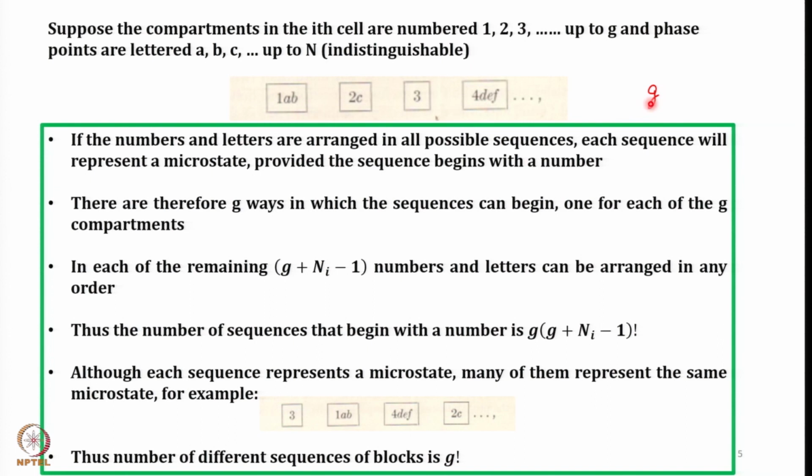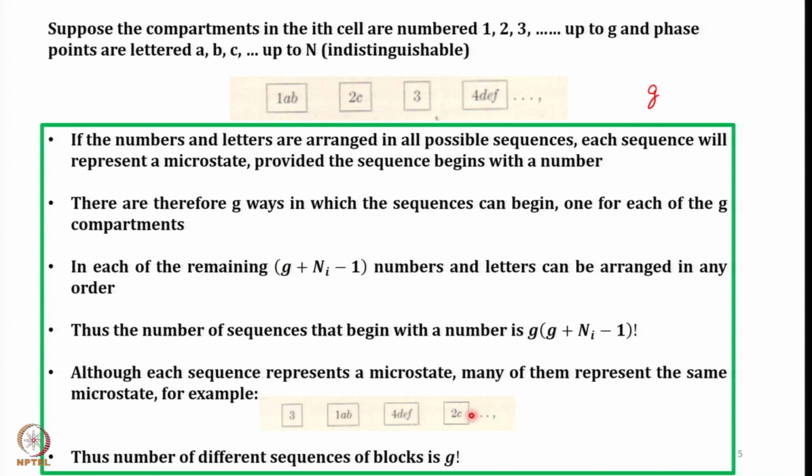Then if you count G plus the total number of phase points, if you are starting with one compartment, that is fixed, the remaining G plus Ni minus 1 numbers and letters can be arranged in any order. Therefore, the total number of sequences that can begin with a number is G into (G plus Ni minus 1) factorial.